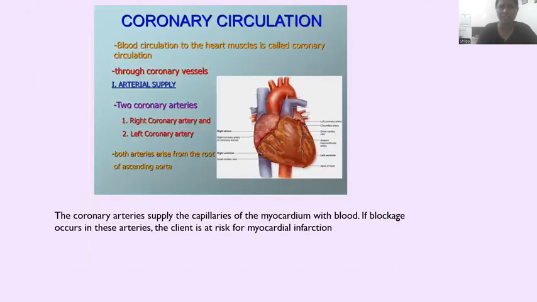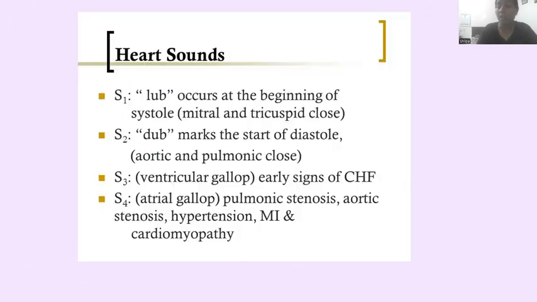Then coronary artery circulation, and heart sounds are very important. S1 is lub, which occurs at the beginning of systole, and S2 is dub, at the start of diastole. S3 is a gallop. S3 is not a normal rhythm. In about 35-year-olds, if the person has something like congestive heart failure, you can rule out S3. Gallop is an abnormal rhythm. S4 is also like that.